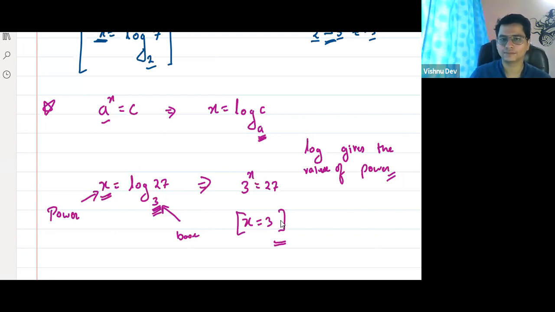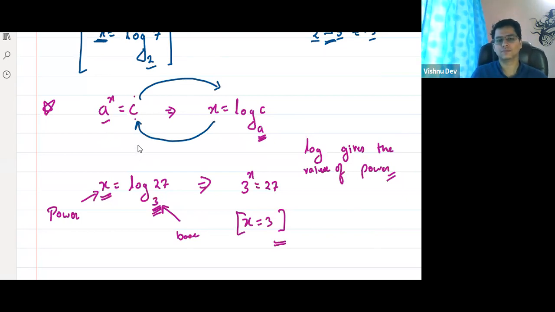Okay? Sir, I didn't understand the last step. Can you repeat, sir? See, here 3 to the power x is equal to 27 now. If I'm writing a to the power x is equal to c as x is equal to log c base a, can I write the opposite also? Right? Because both are interconvertible. Now I can write this into this form, or I can write this into this form. Yes or no?